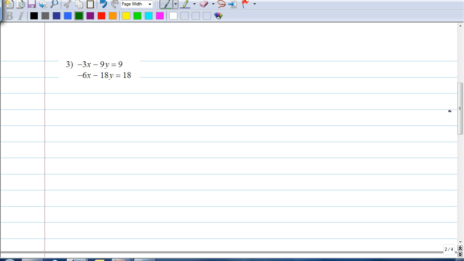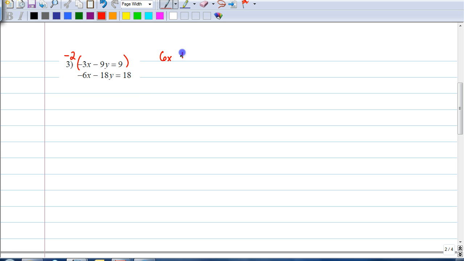So for this one, let's say we want to get rid of the x's. Now if you notice, I have a negative 3 and a negative 6. Anytime they have the same sign, it doesn't matter if they're both positive or both negative, we're going to have to multiply the equation by negative numbers. So now I would have opposite signs because negative 2 times negative 3 results in a positive 6x.